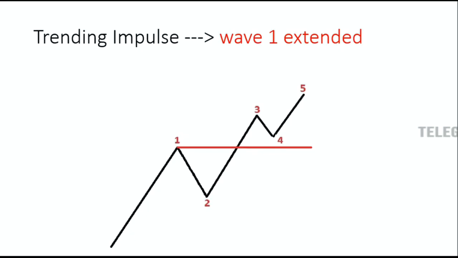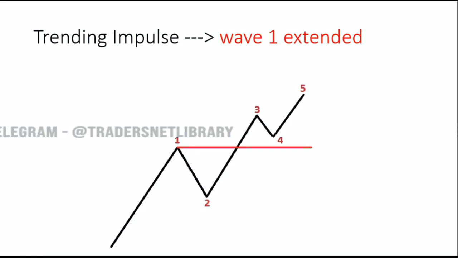Extended impulse waves. These waves usually consist of 5 microwaves. Normally between waves 1, 3, and 5, wave 3 extends. Waves 1, 3, and 5 cannot extend simultaneously. To confirm extended waves, the extended wave must be at least 1.618 relative to the shortest impulse wave. Otherwise, we most likely have a correction pattern.